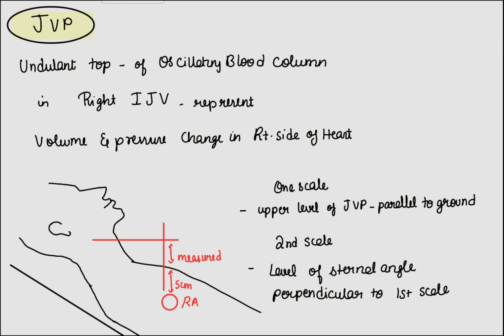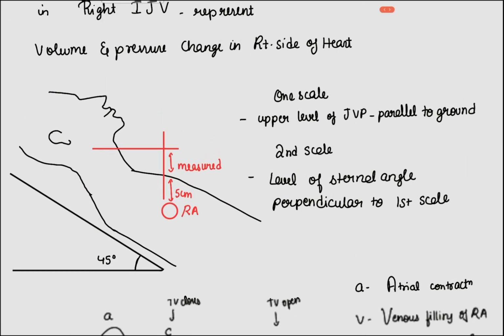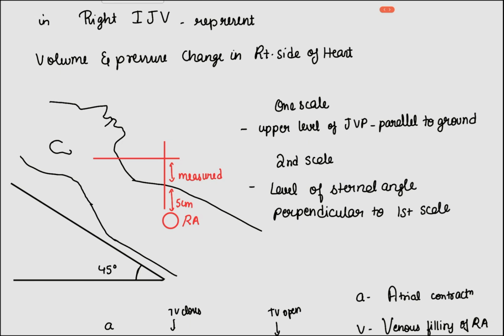How do you measure JVP? So when you look at JVP measurement, the bed is inclined at 45 degrees, and it's not the neck, it's the thorax which should be inclined at the 45 degrees. One scale is kept at the upper level of JVP, the part which you can see through your eyes, the pulsating internal jugular vein.